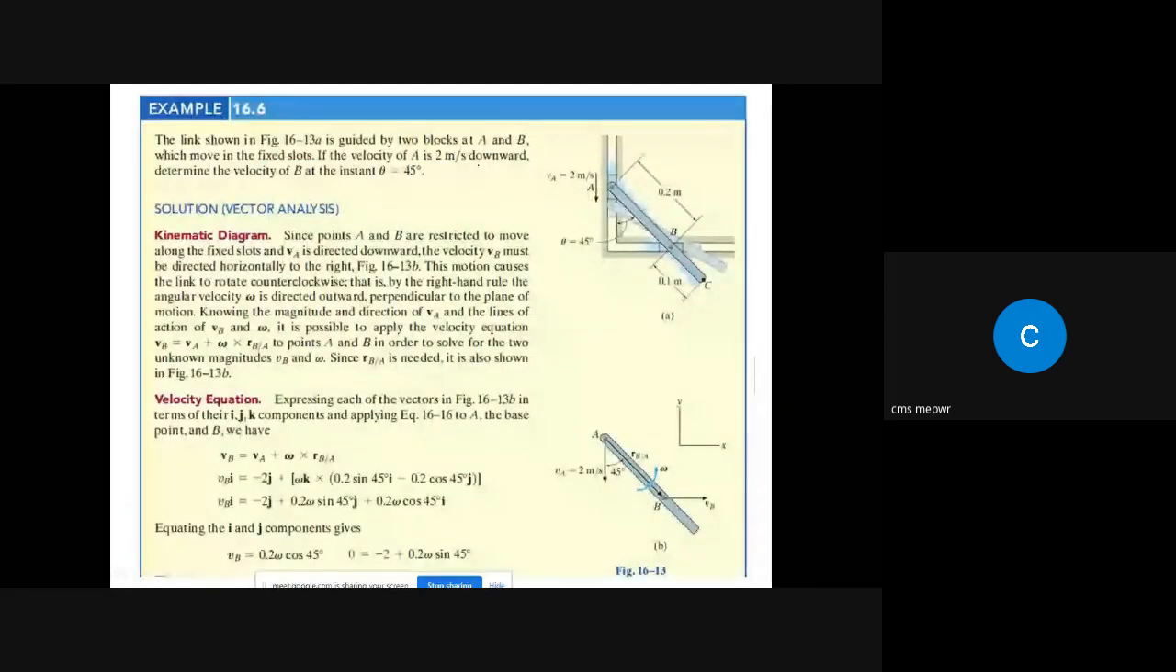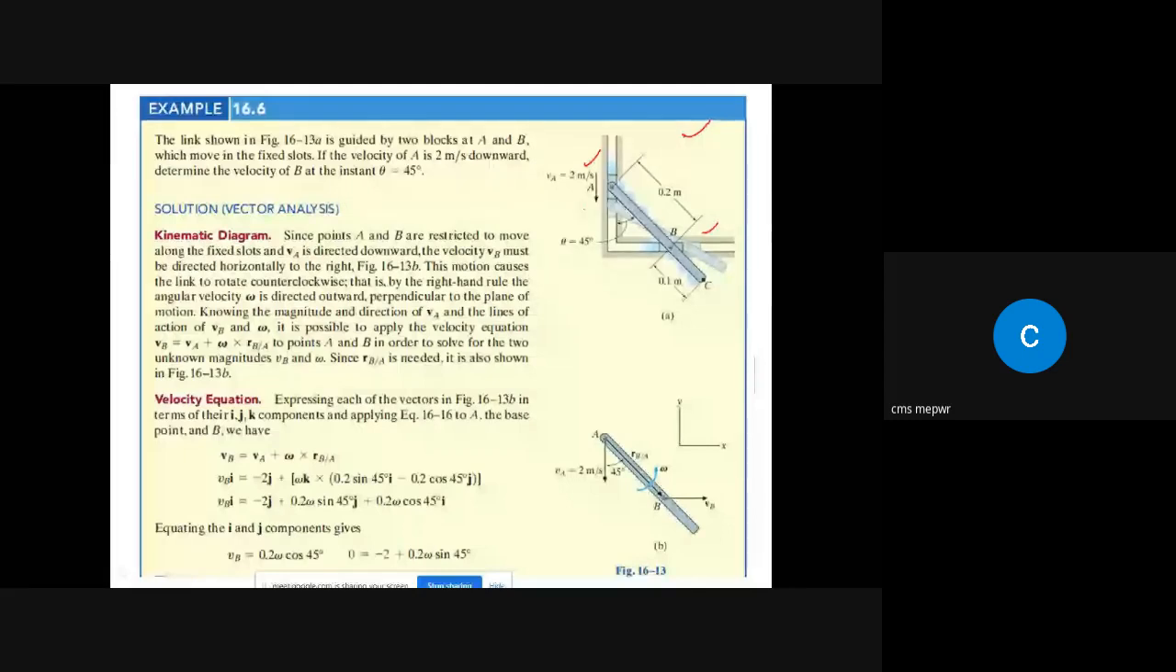Okay, so here we have an example from your book, example 16.6, from the R.C. Hibbeler book. What they are basically showing is the link shown in figure 16.13a. It is guided by two blocks at A and B. This is block A, and this is block B, which move in the fixed slot.